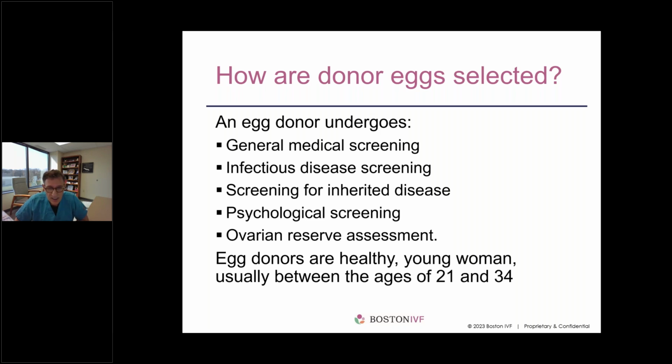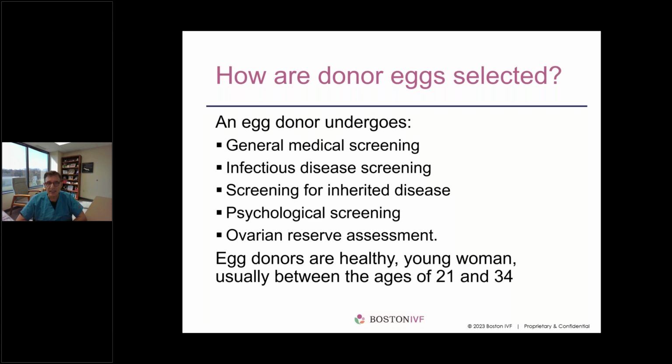Ideally, egg donors are healthy young women, usually between the ages of 21 and 34. Why 21? We feel that a younger woman, 17, 18, and 19, may not really be able to understand everything that's involved in the informed consent. It's a pretty complicated informed consent. As for why not older than 34, the younger, the better the quality of the eggs, the less the incidence of Down syndrome and other aneuploidy. So the ideal age, honestly, is between 21 and 34.